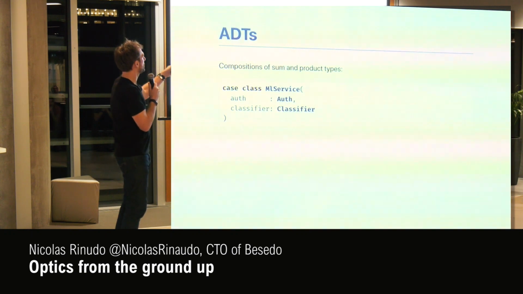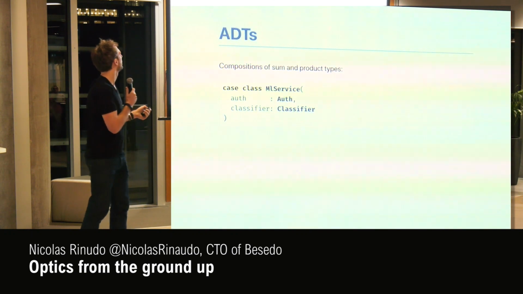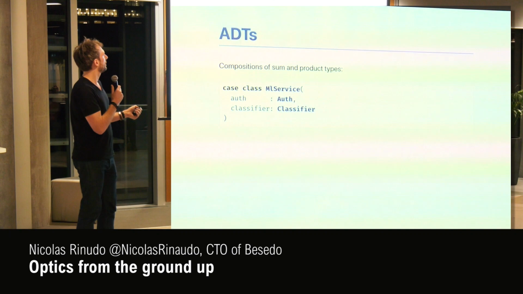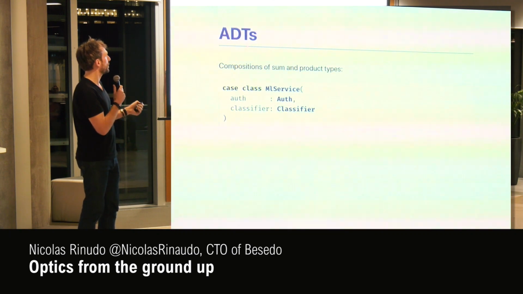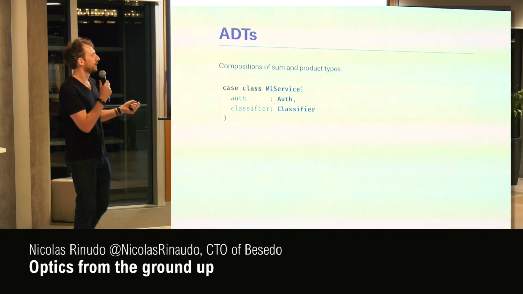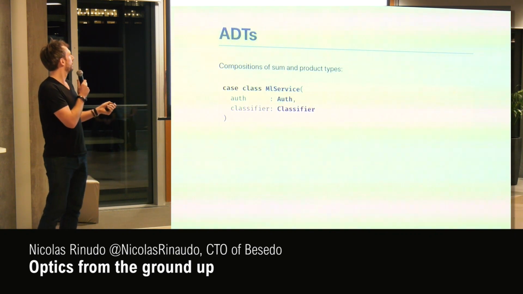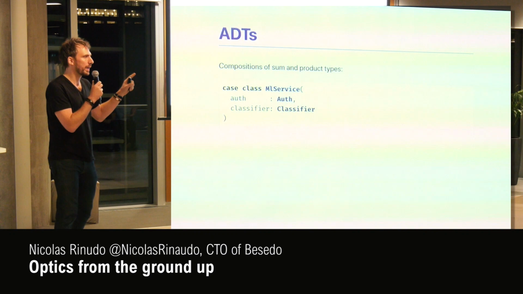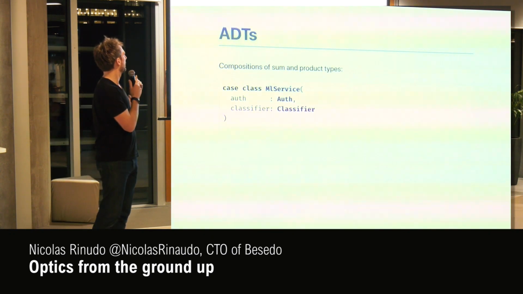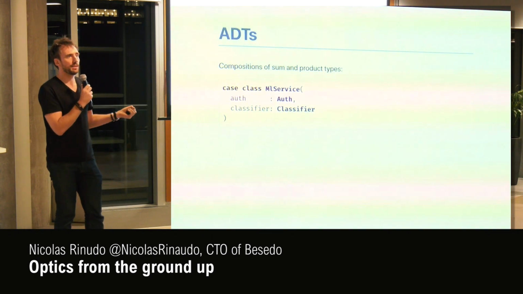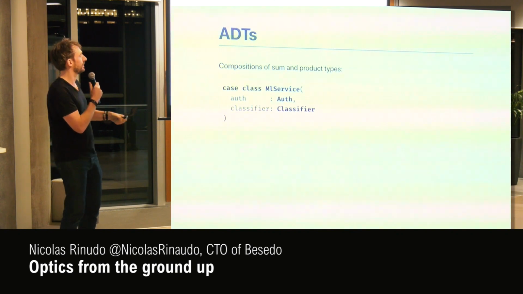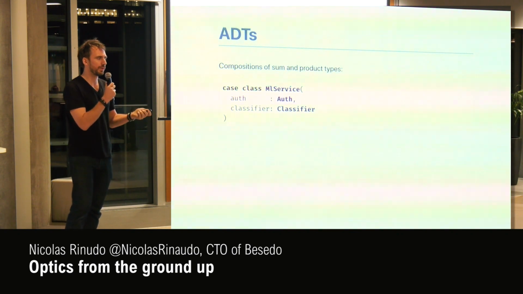And usually when we talk about ADTs, algebraic data types, what we mean is a composition of some product types. So here, ML service is the composition, it's a product type of O, which is a subtype, and of classifier, which is a product type. This is the example that we're going to be using for now. So, ML service is an authentication mechanism and a classifier. This is how you authenticate to a classifier and then run prediction models.